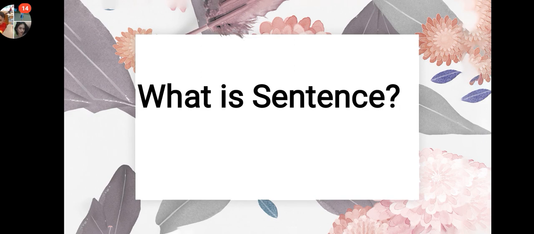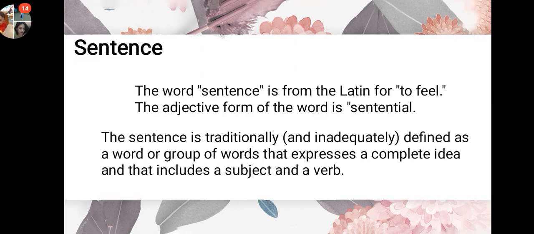So first, I am defining what is a sentence. The word sentence is from the Latin for to feel, and the adjective form of the word is sentential. A sentence is traditionally and adequately defined as a word or group of words that expresses a complete idea and that includes a subject and a verb. A sentence is the largest independent unit of grammar, and it begins with a capital letter and ends with a period, question mark, or exclamation point.